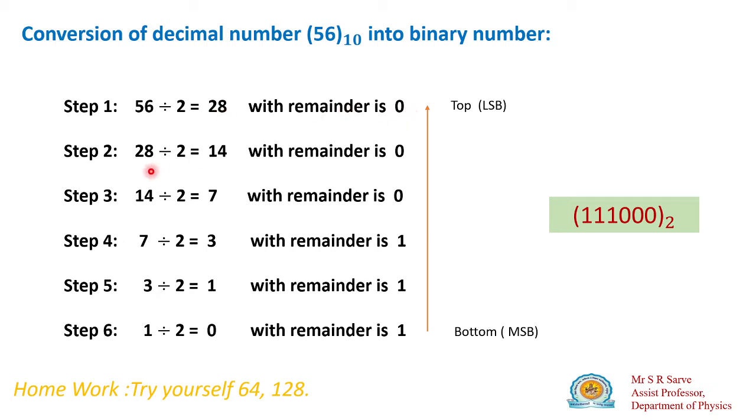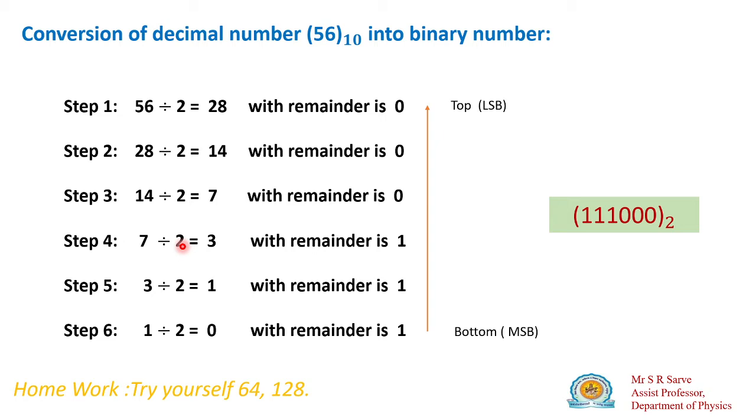Then divide 28 by 2. 28 divided by 2 gives you 14. And what is the remainder? 0. Now divide 14 by 2. 14 divided by 2 gives you 7. It is a complete division, so the remainder is 0. Next, divide 7 by 2.